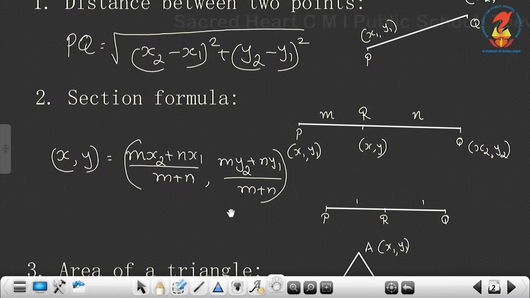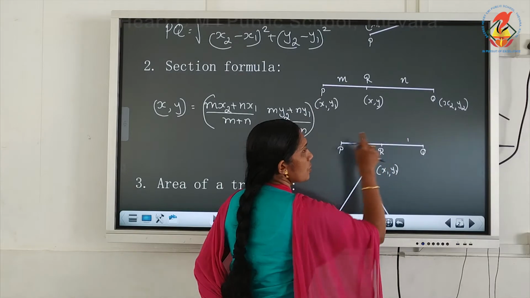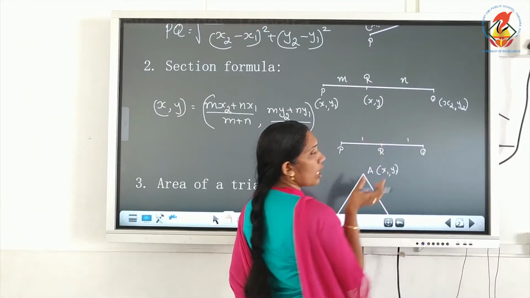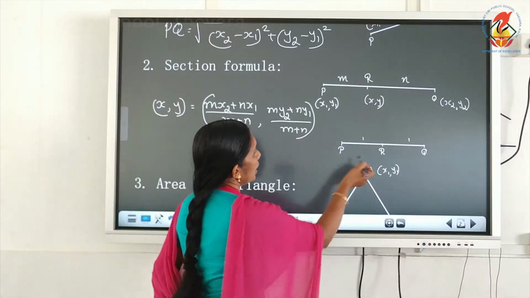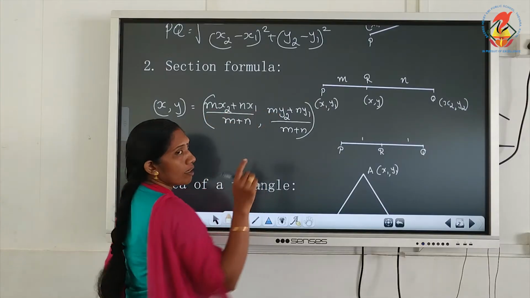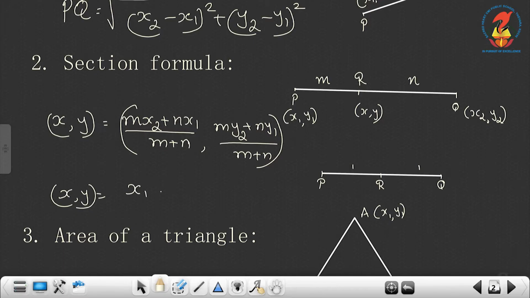Now if R is the midpoint of PQ, that means m is to n is 1 is to 1, equally, PR and RQ are equal. So what about the coordinates of R? So coordinates of R (x, y), with m and n as 1: (1x2 plus 1x1) by (m plus n) which is 2, so we can write (x1 plus x2) by 2, comma (y1 plus y2) by 2. This is the midpoint formula.